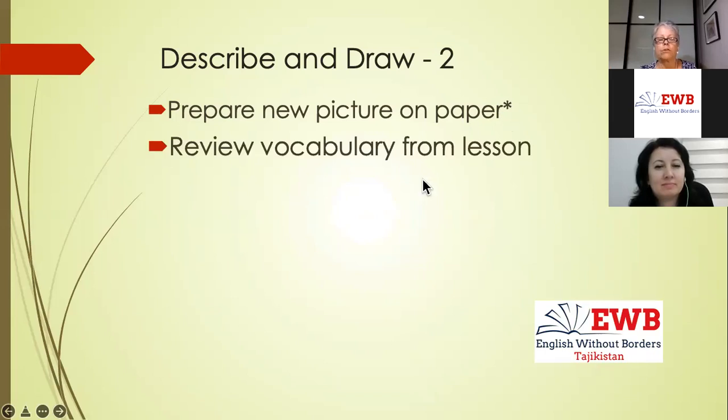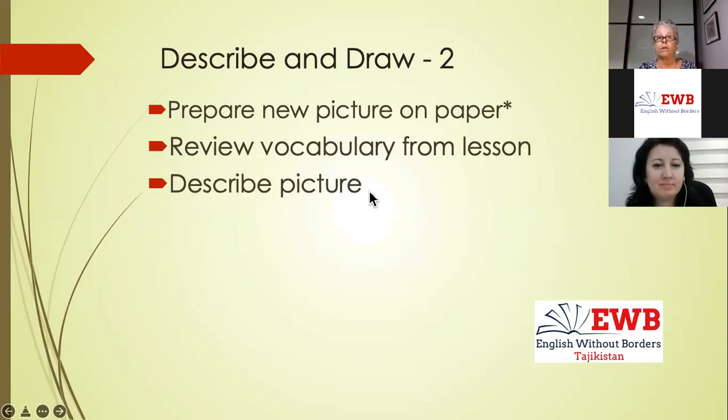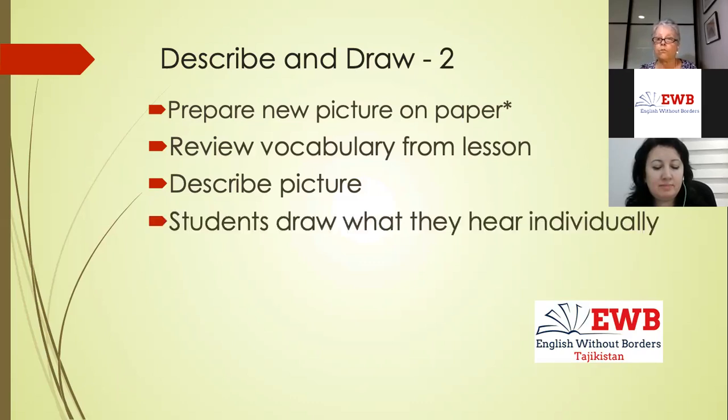And you can make the picture a house. You should make the picture a house, but a different house. So you review the vocabulary from the lesson or any lesson, and then you hold the picture and you describe it. In my picture, there is a table in the middle of the picture, and on the table there is an apple. Next to the apple is a coffee cup. So you describe the picture, and the students draw what they hear by themselves individually.